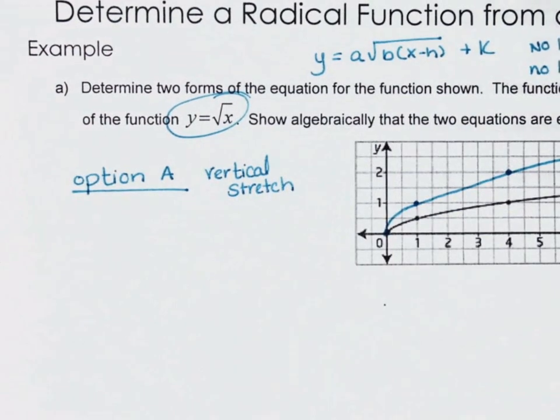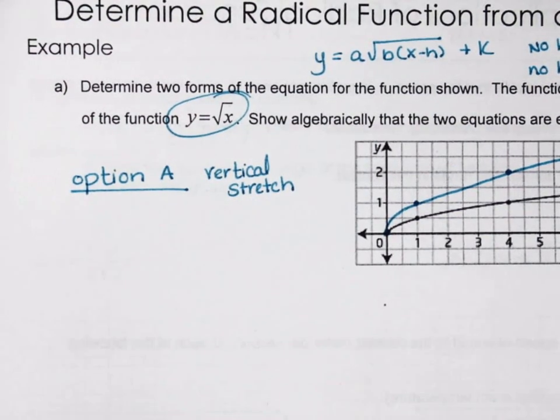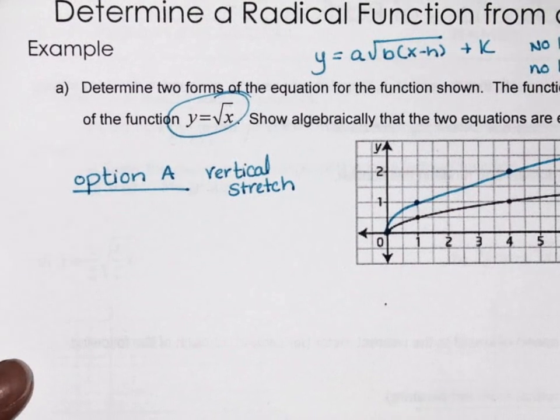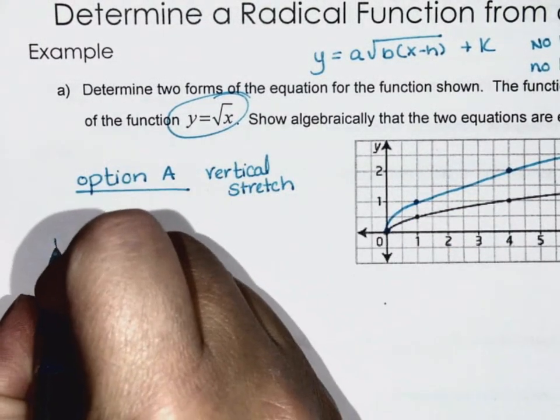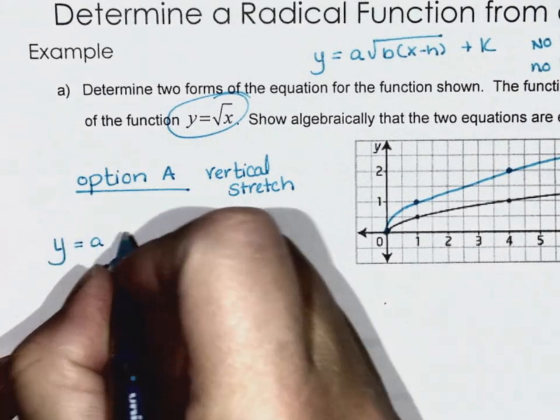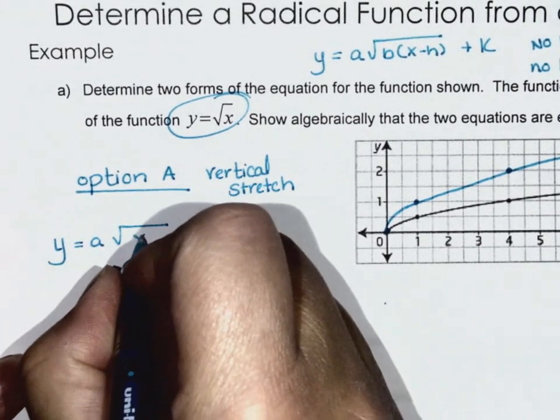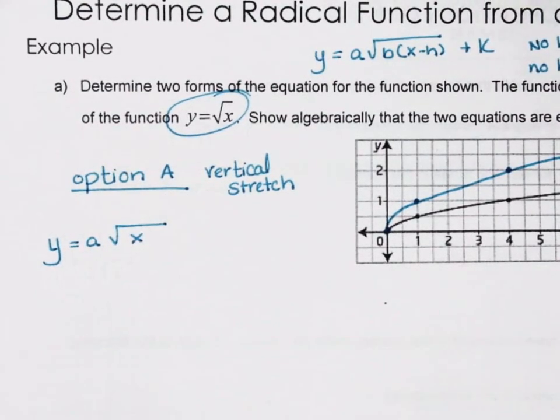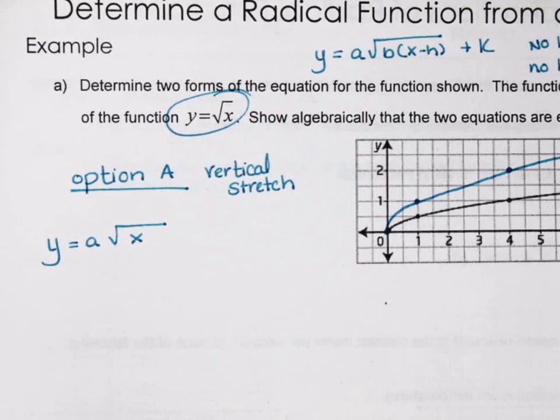Okay, so option A, let's go with a vertical stretch. So we're going to assume that there's no horizontal stretch. So we're going to have y equals a root x, because what do we know h and k are? They're 0, right? We said there was none. So I dropped those right away. Is everybody okay with that?